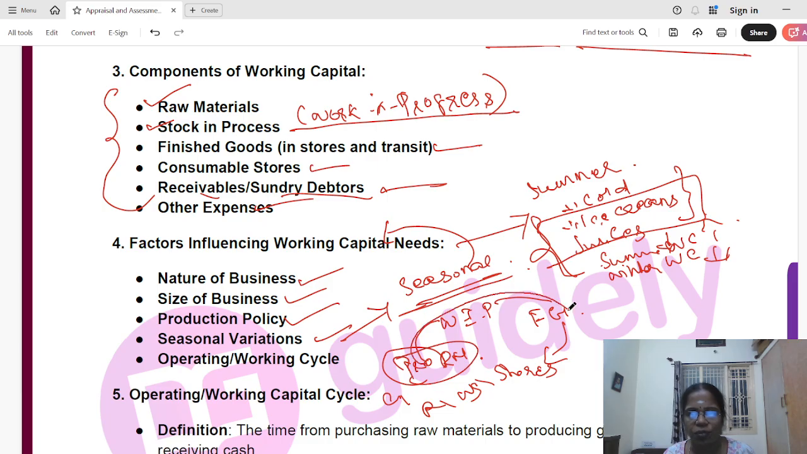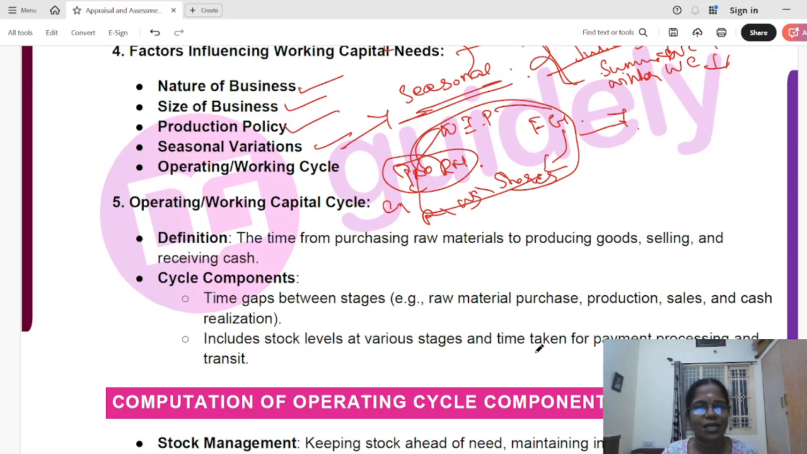It's a cyclic process. So what is the operating working cycle of the particular manufacturing industry, whether they can meet the requirement of the customer, and based on that whether they can acquire a profit. So the cycle definition: the time from purchasing raw material to producing goods, selling and receiving the cash. So it starts from procuring raw material, work in progress, finished goods, then it will be stored, then it goes to the wholesaler, retailer, customer. From there finally they can make a profit. So this is the working capital cycle.